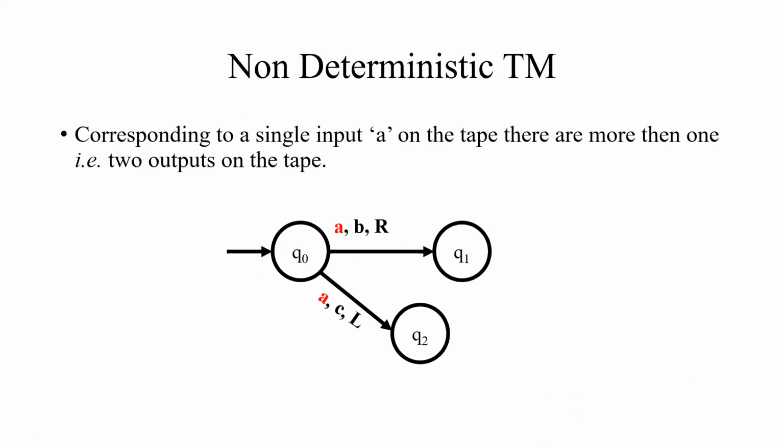Now the last variant is the non-deterministic Turing machine. Why are we saying this is a variant? Because in a standard Turing machine, it is assumed that we have a deterministic component only. That is, corresponding to a single input, we will have only one output. But one of the variants of the standard Turing machine is also the non-deterministic Turing machine.